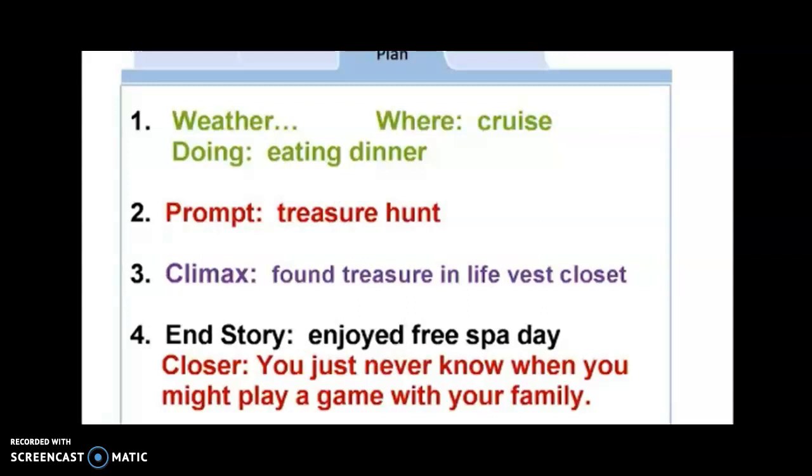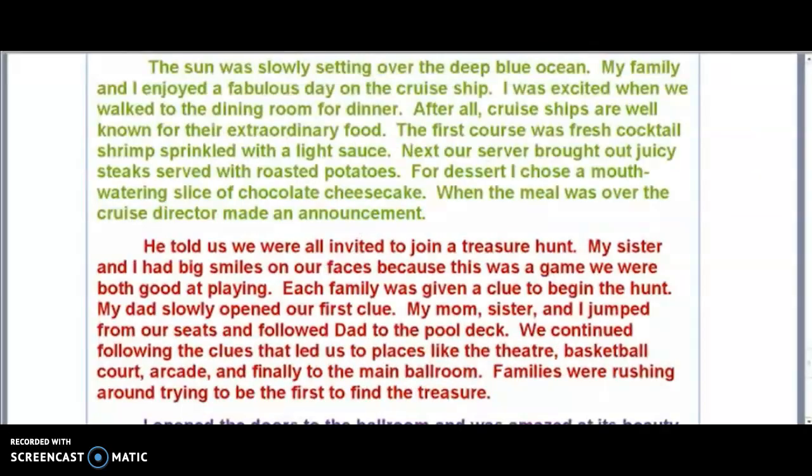Here's what I've written. The sun was slowly setting over the deep blue ocean. My family and I enjoyed a fabulous day on the cruise ship. I was excited when we walked into the dining room for dinner. After all, cruise ships are well known for their extraordinary food. The first course was fresh cocktail shrimps, sprinkled with a light sauce. Next, our server brought out juicy steaks served with roasted potatoes. For dessert, I chose a mouth-watering slice of chocolate cheesecake.